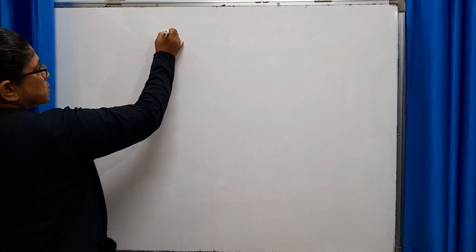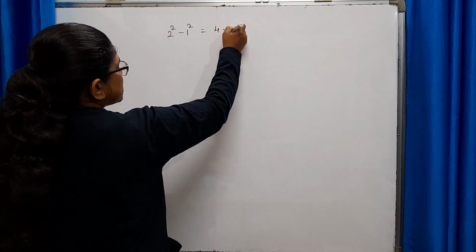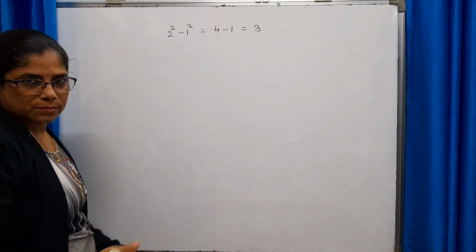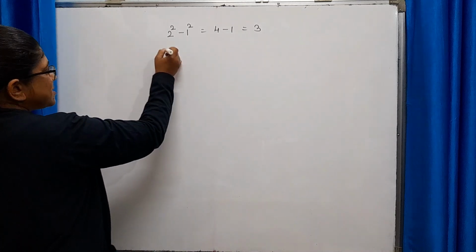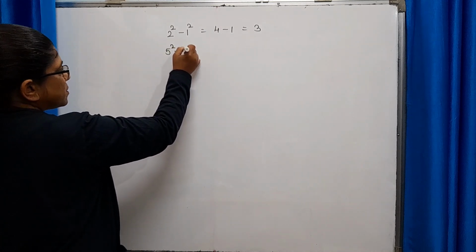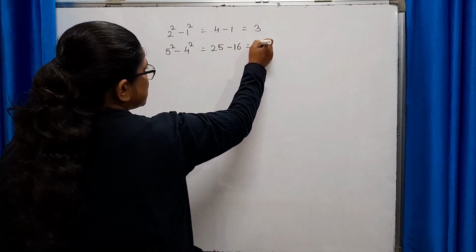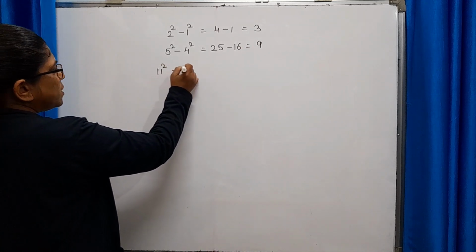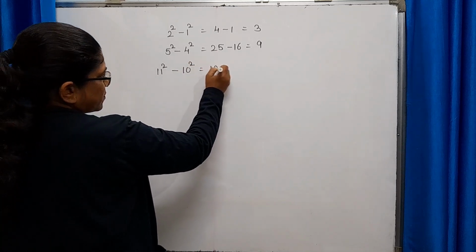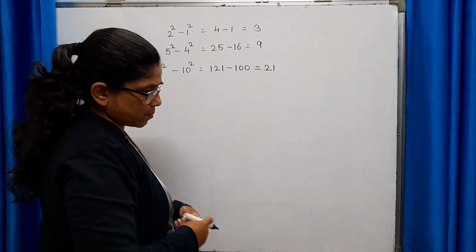Now let's find the difference of the consecutive squares. Means what? 2 square minus 1 square is 4 minus 1, that is 3. It's simple. Okay. But what is the fact lying in this? I'll tell you. Next is, let's say 5 square minus 4 square. 25 minus 16 is 9. Let's take 11 square minus 10 square. 121 minus 100, that is 21.